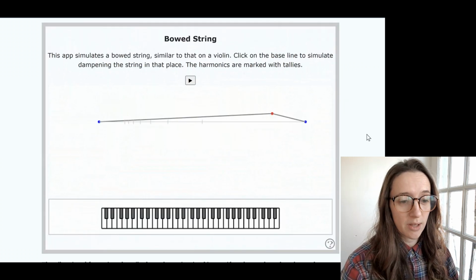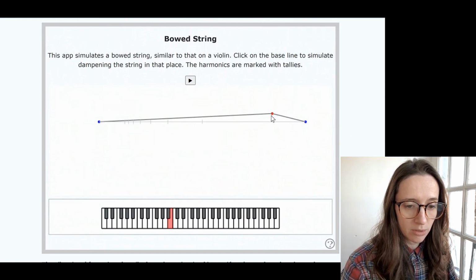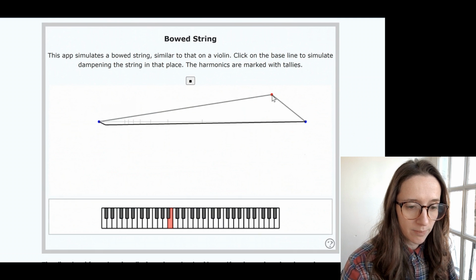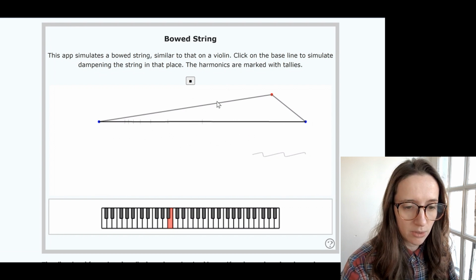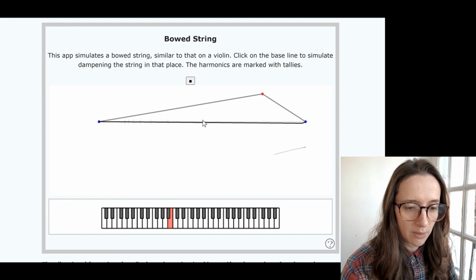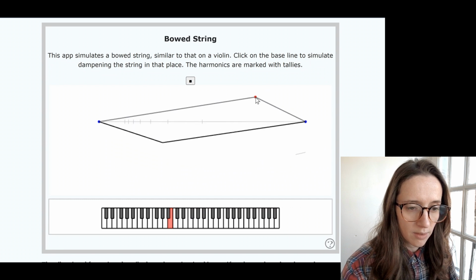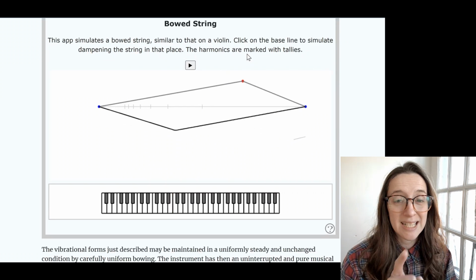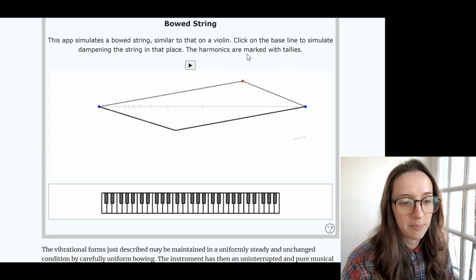Let's try and hear some of this with the bowed string app. Let's try a pretty low note. Let's listen for that upper partial. What about this one? I can definitely hear those higher harmonics easier on the bowed string than I could on the plucked string app.